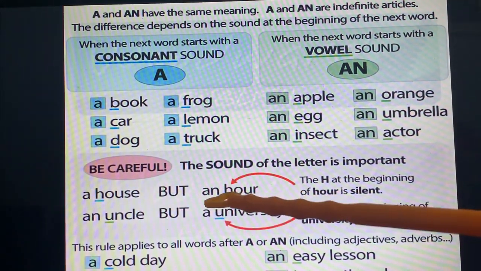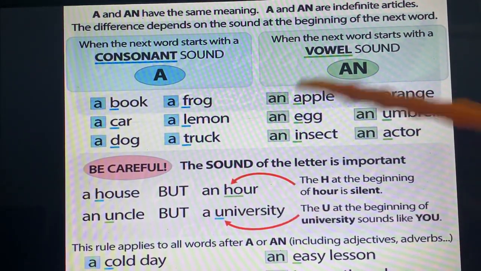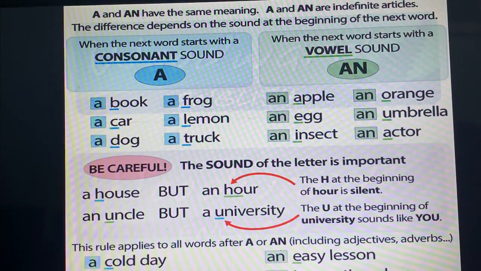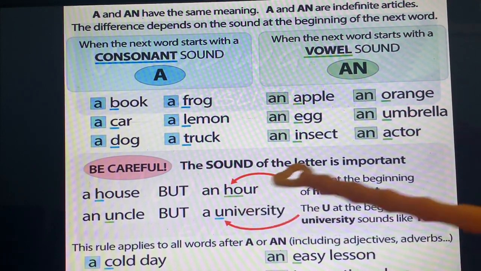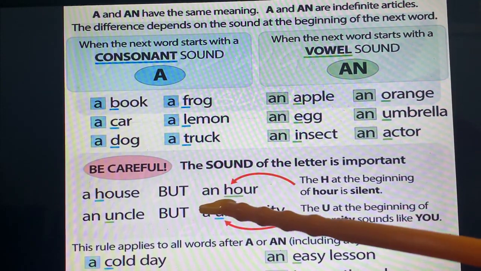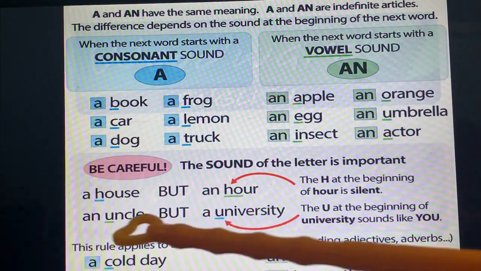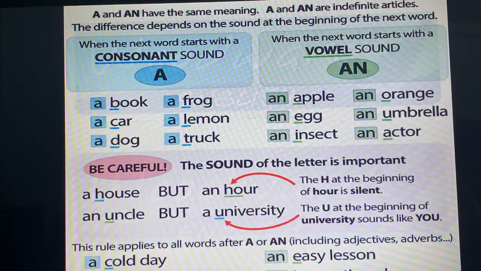But again over here, H is also in the beginning of the word hour. But the sound of the word, the sound over here is a vowel sound. So we have used an hour because H is silent over here. Fine, H is silent over here. If we speak an uncle, check the sound, we have used an uncle.